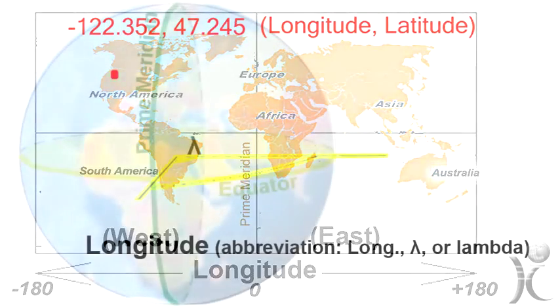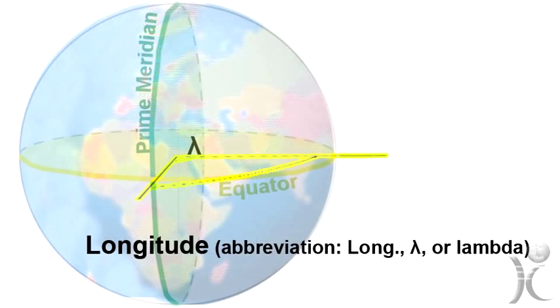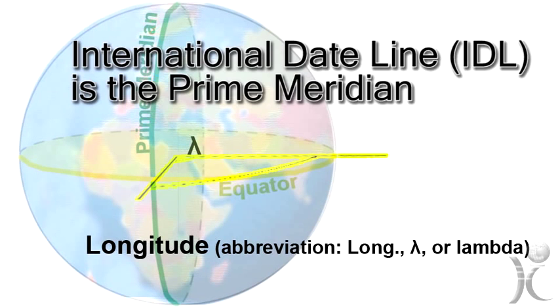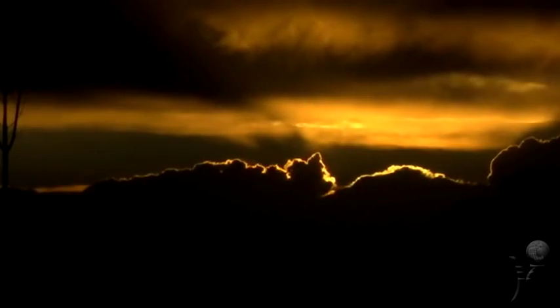The prime meridian, which is that 0 degree mark in today's longitudinal system, is also called the international date line. It designates the place or location where each day officially begins.